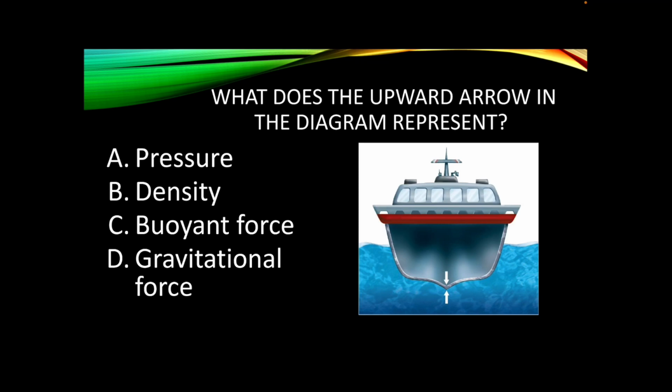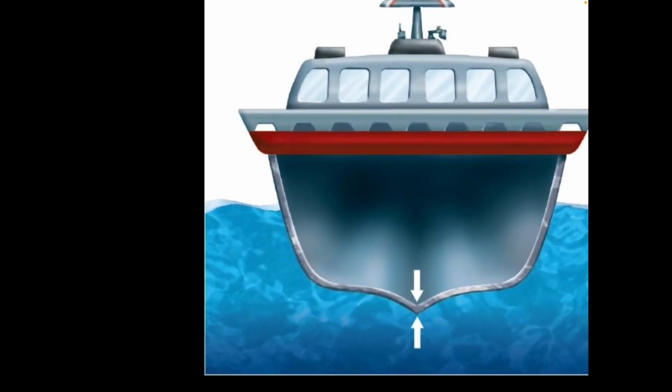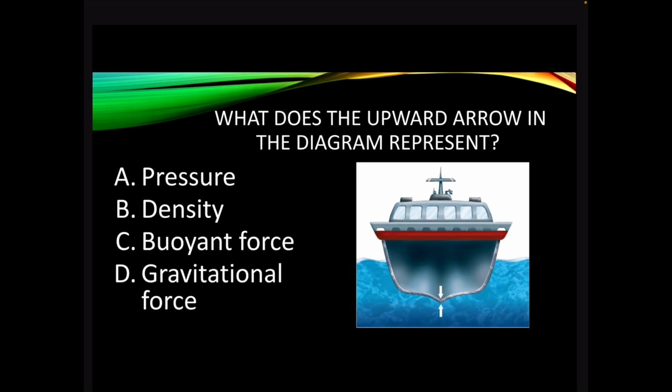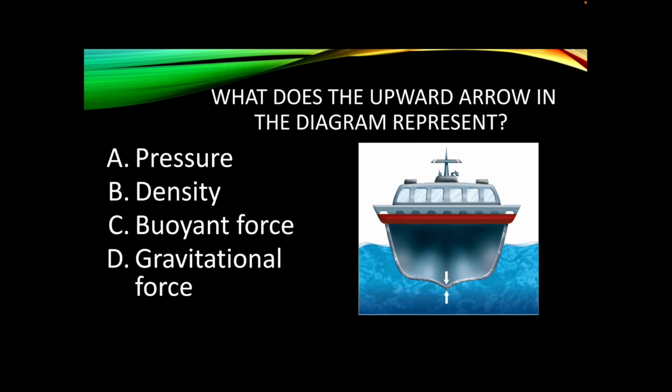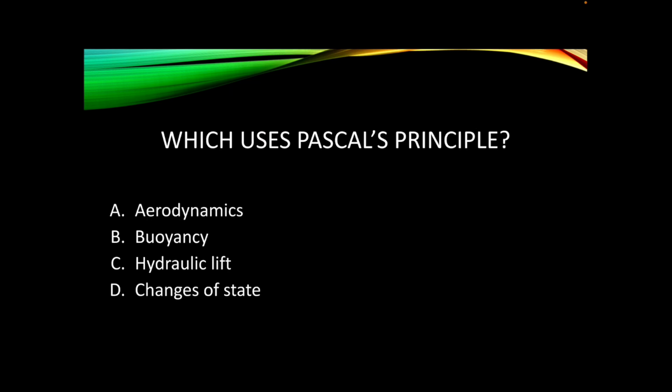What does the upward arrow in the diagram represent? It is representing C, the buoyant force, which goes against gravity, which is represented by the downward arrow.